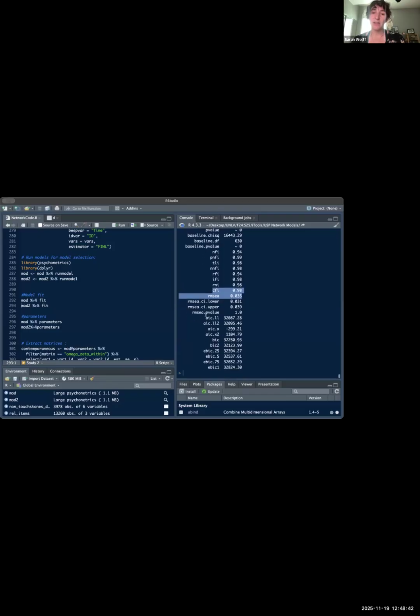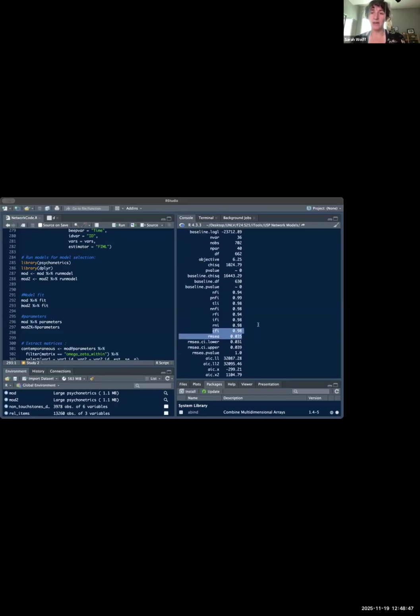We have AIC, BIC values, a chi-squared value, all of that. Hopefully that paper will come out soon so we can all reference it when we're thinking about these models and what fit actually means. We can look at model 2's fit here. Again, if we're looking at traditional fit indices, we're looking pretty okay, nothing crazy.